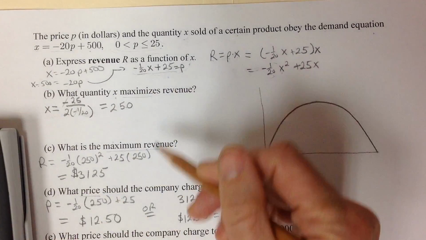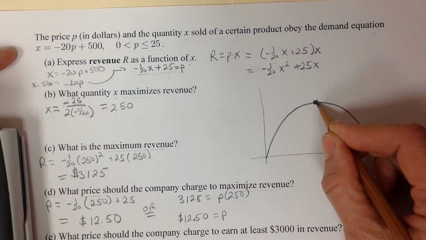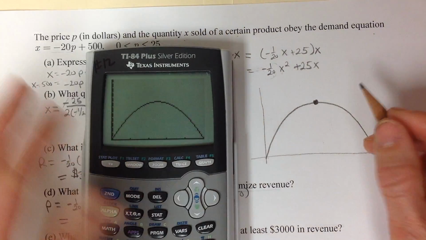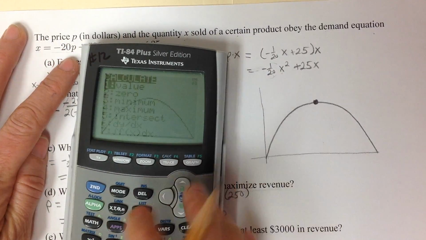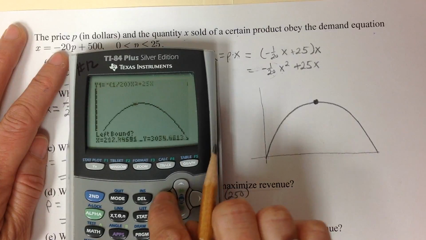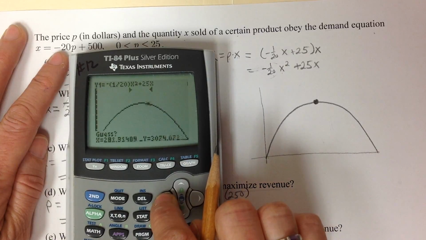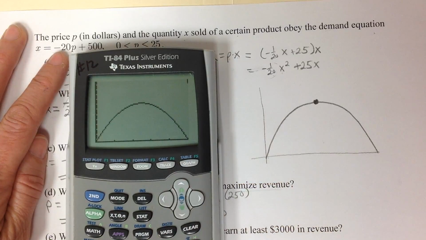But for parts B, C, and D, all focusing in on maximum, I need to find the vertex. And now that I have it on the calculator, I can use the calculator to do that. So it's under the trace menu, option number 4. Move to the left and over to the right. And then as close as you can and hit enter.